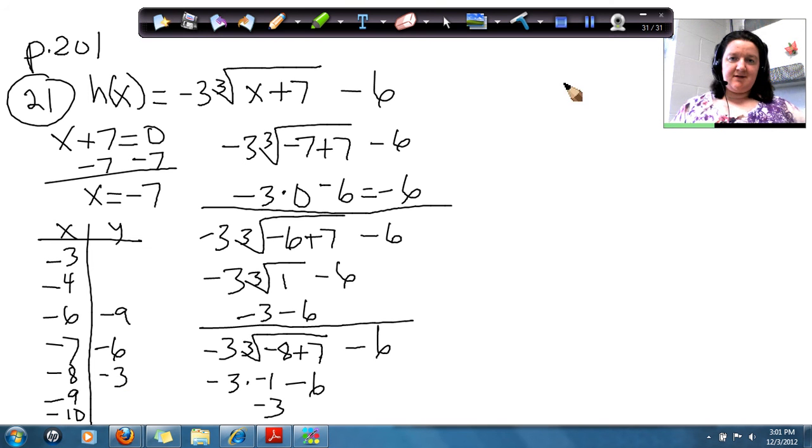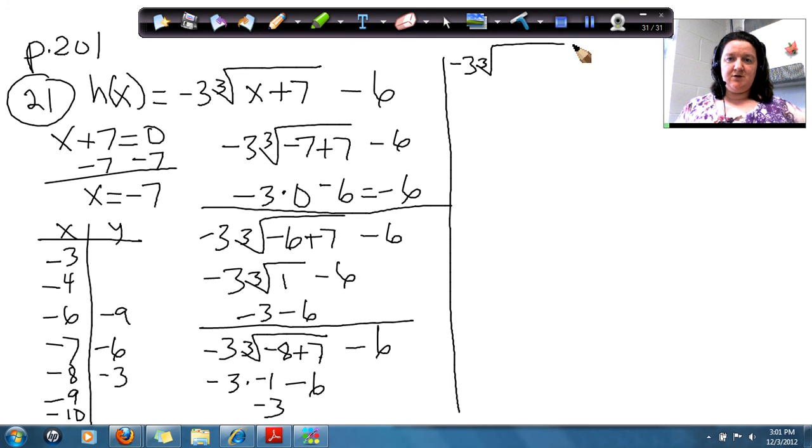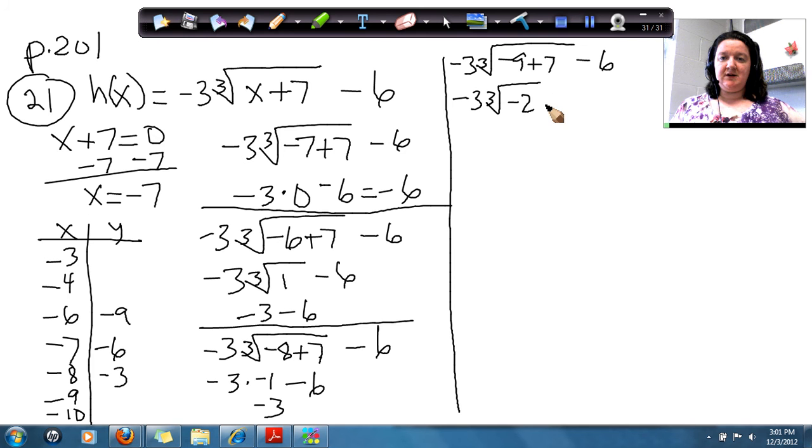I thought it was going to be symmetric. Let's look at negative 9. We have negative 3 times the third root of negative 9 plus 7, minus 6. This is going to be negative 3 times the third root of negative 2, minus 6. So I'm going to use my calculator to figure that out, because that's going to be some weird number.